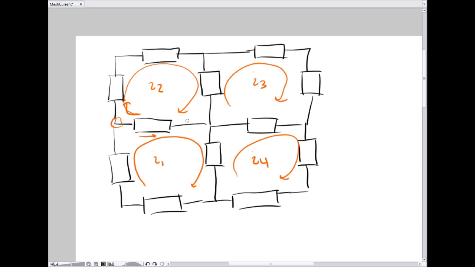So if I find some sort of scheme that satisfies Kirchhoff's current law at every node, it must then produce the correct answer for the individual voltages and currents through each individual component.